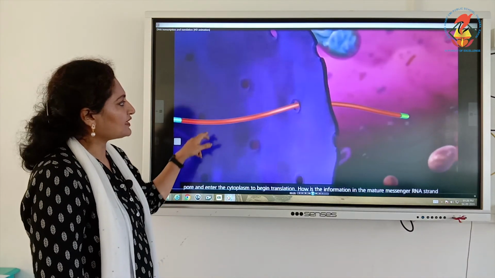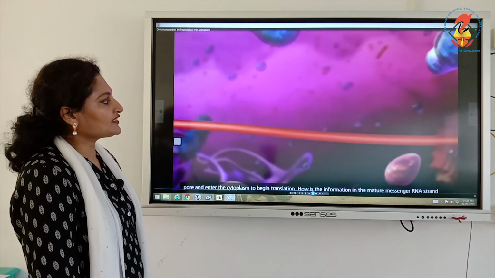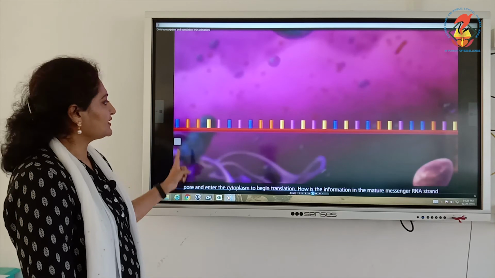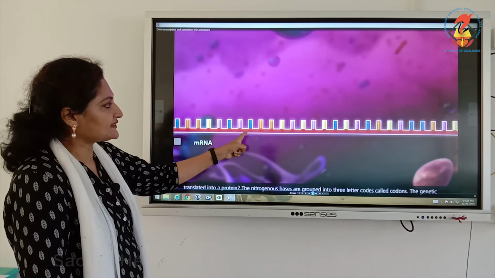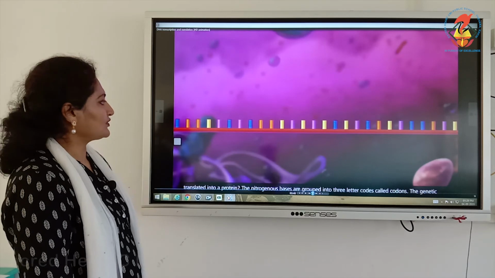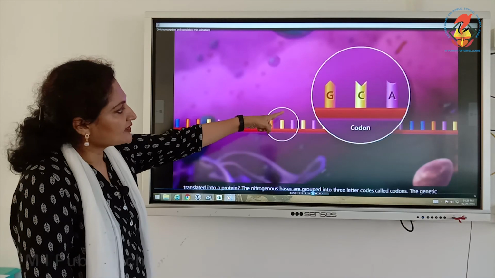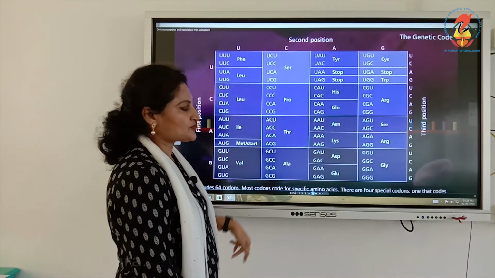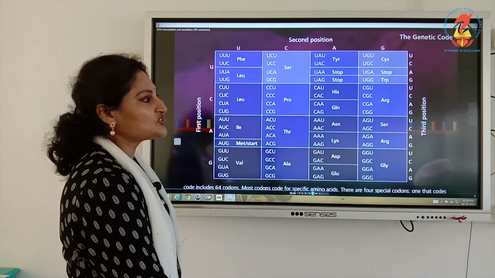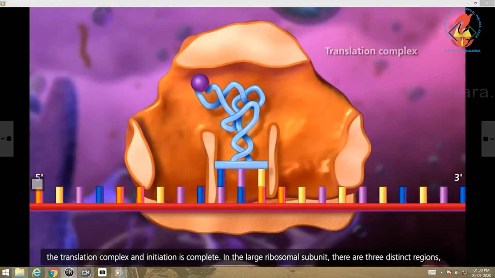This is the final mRNA which comes out through the nuclear membrane into the cytoplasm, ready for the next step called translation. Now you see in translation, the mRNA is ready with all the bases in the form of codons. Look at the codons. Three consecutive bases form a codon, and you have to make a reference with the genetic code to find out which amino acid comes to the site. This is called the translational complex.